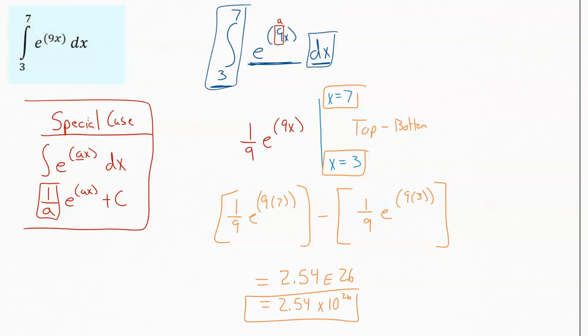That would be the area between the curve and the x-axis, the net area between the curve and the x-axis, between 3 and 7 of that equation, e to the 9x. So definite integrals, we get out a definite answer.